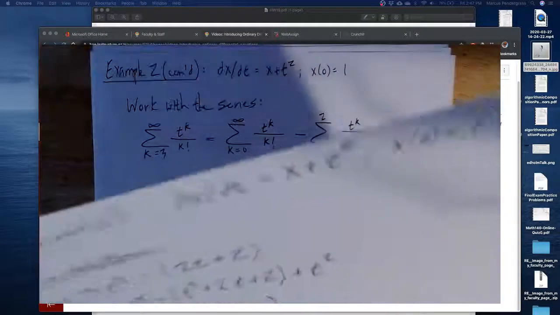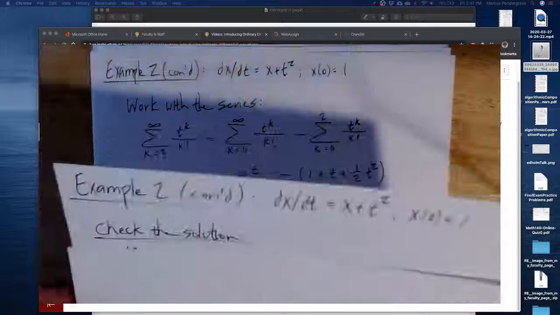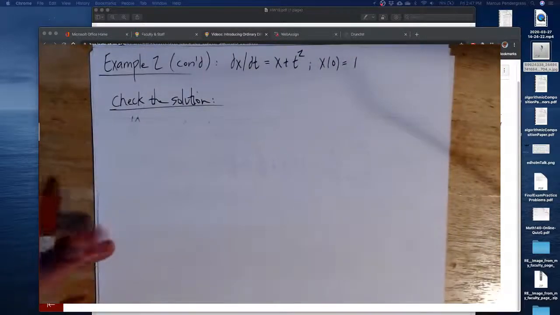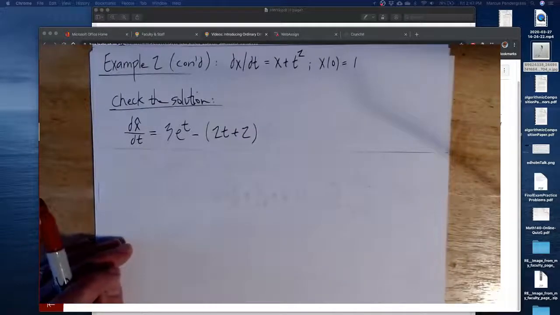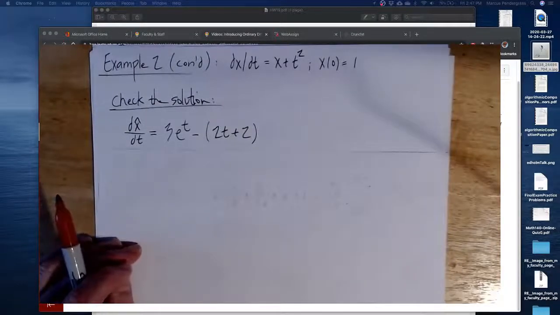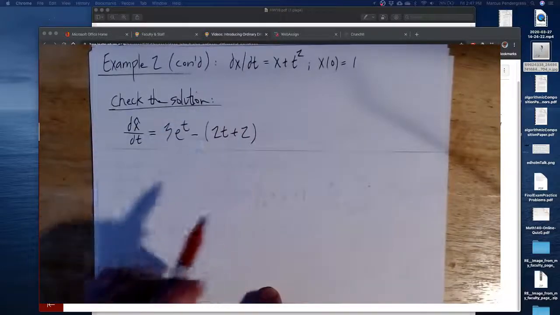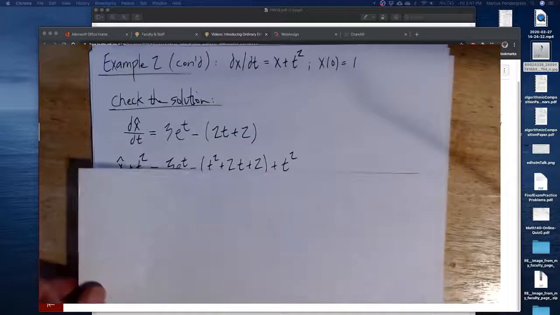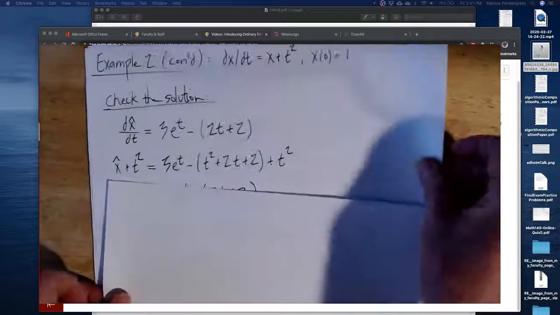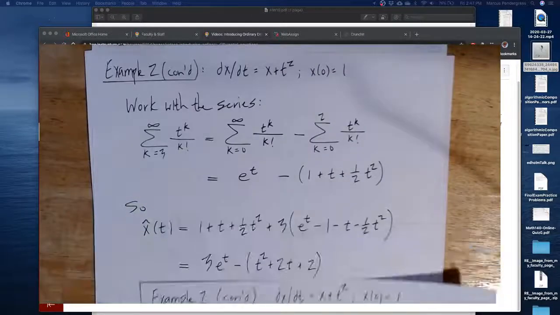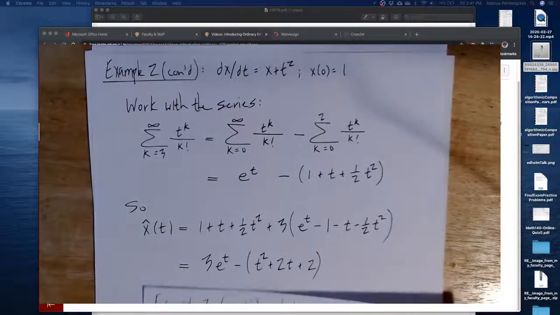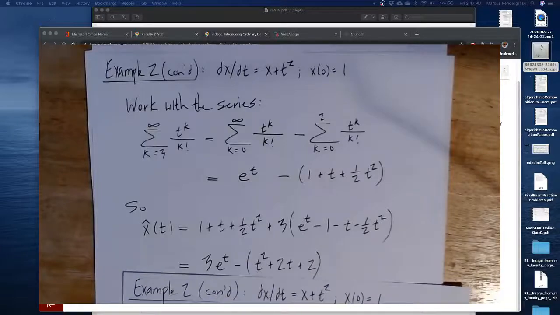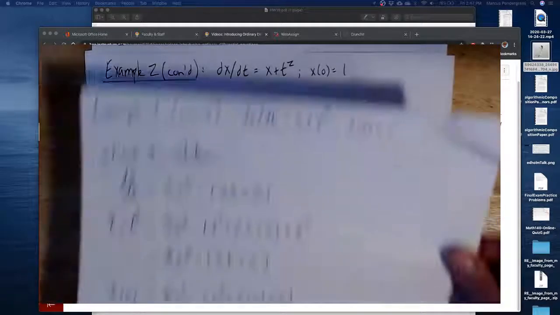It's always a good idea to go and check your x hat, your Taylor series, and make sure that it actually solves the initial value problem. So here I'm just doing that. Remember our x hat here is this guy. So here I'm computing the derivative of that. So it would be 3e to the t minus 2t plus 2, right?